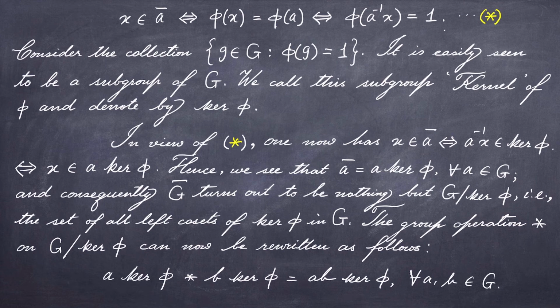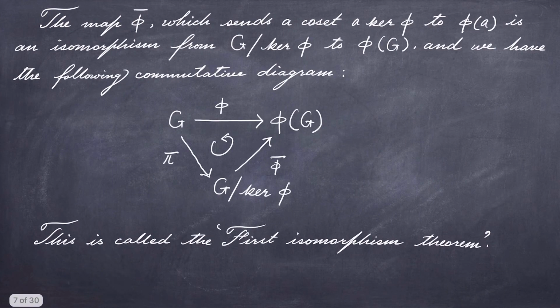In view of this, the group operation star on this collection of all left cosets of kernel phi can now be rewritten as follows. In this newly defined group, the product of these two cosets, A ker phi and B ker phi, is going to be this coset: we just take the product of A and B and consider the corresponding coset. Okay, all right.